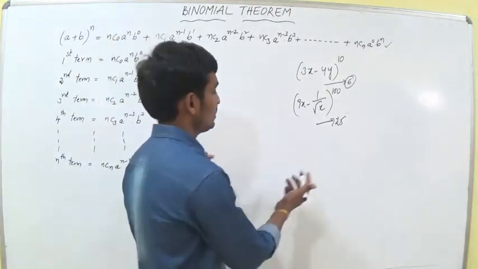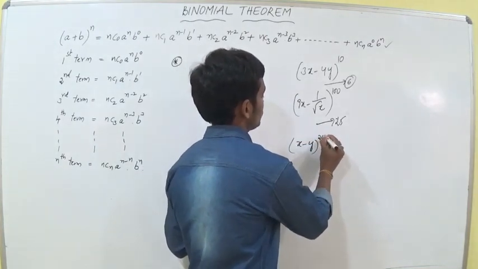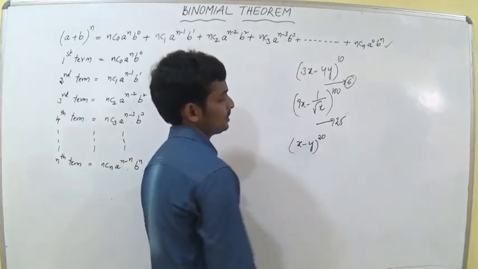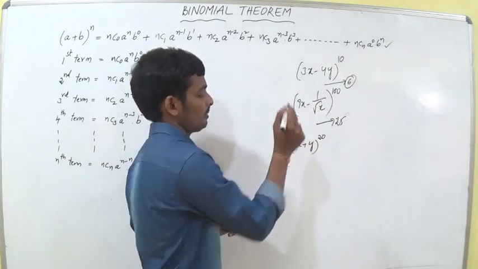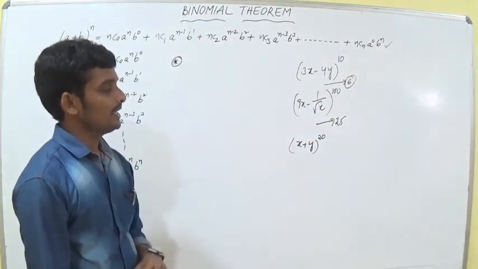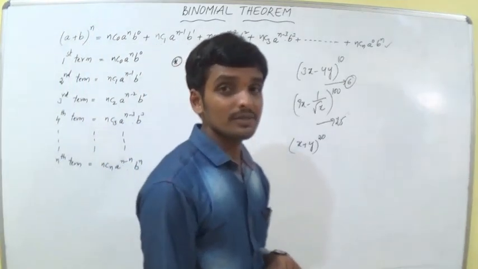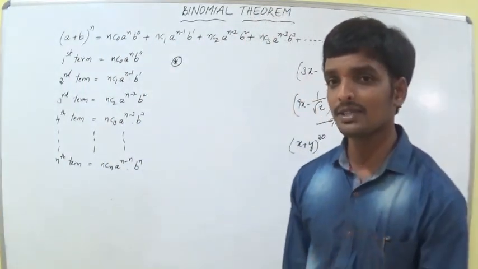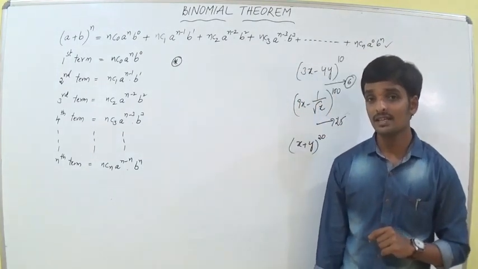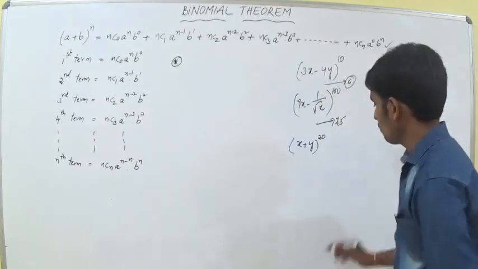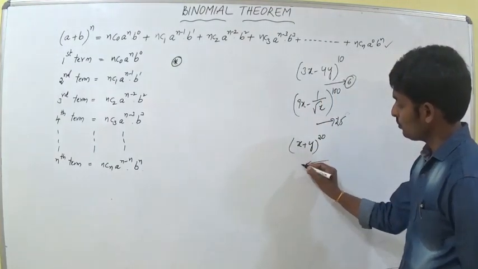For example, one question: (x minus y) whole to the power of 20. A simple question. Every time I am taking minus, so this time I am taking plus: (x plus y) whole to the power of 20. How many terms does it have? Yes, it has 21 terms. I am asking the question: what is the fourth term from the end?